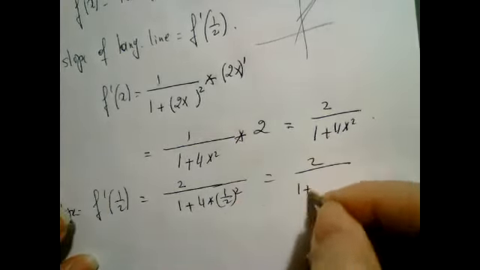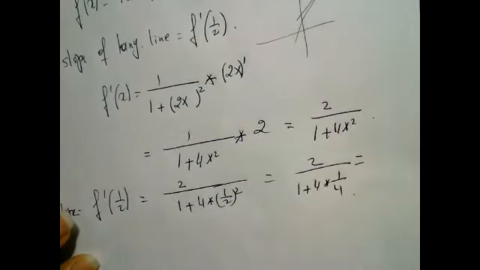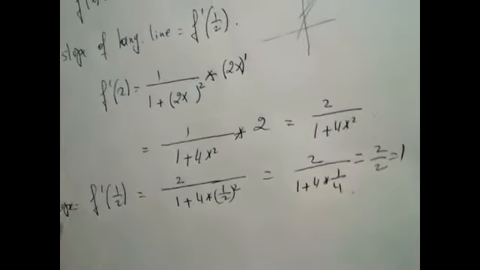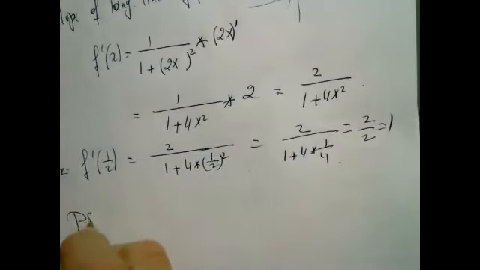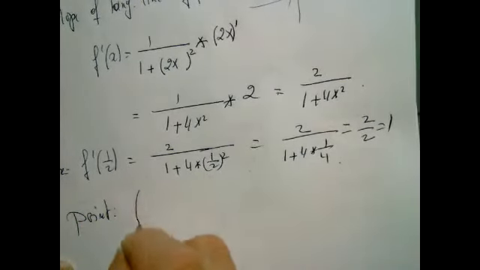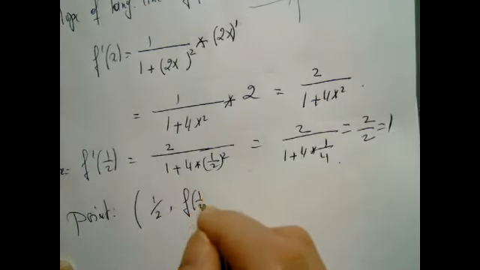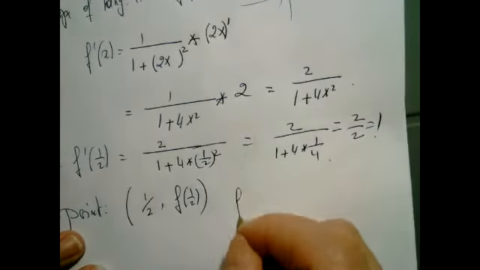Means times 1 over 4. 4 times 1 over 4 is a 1. So it's going to give me 2 over 2. It's 1. All right, so let's take care of the slope. Now I need the point. The point is 1/2 and the output at 1/2. So the derivative gave me the slope. Now what is f of 1/2?